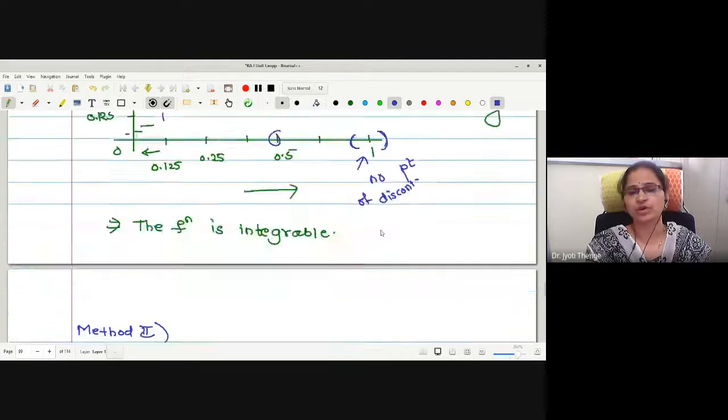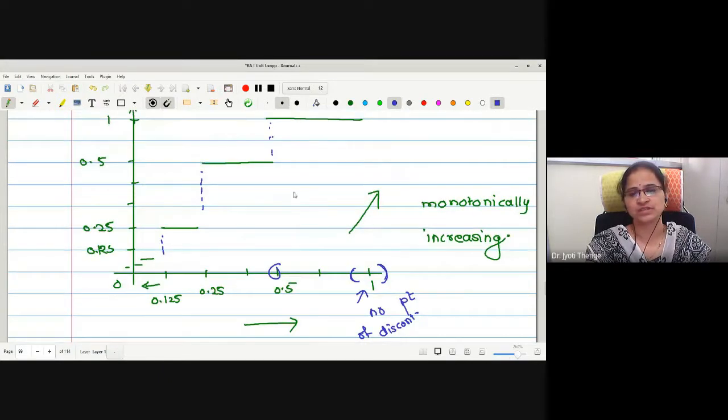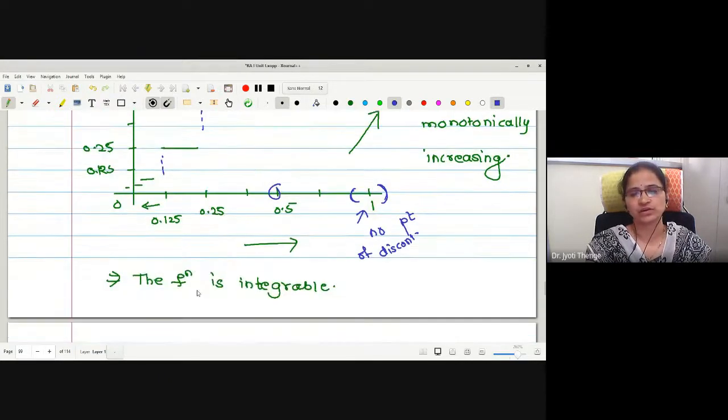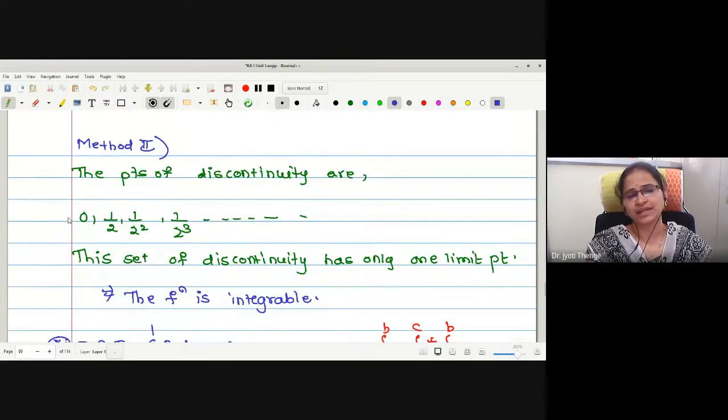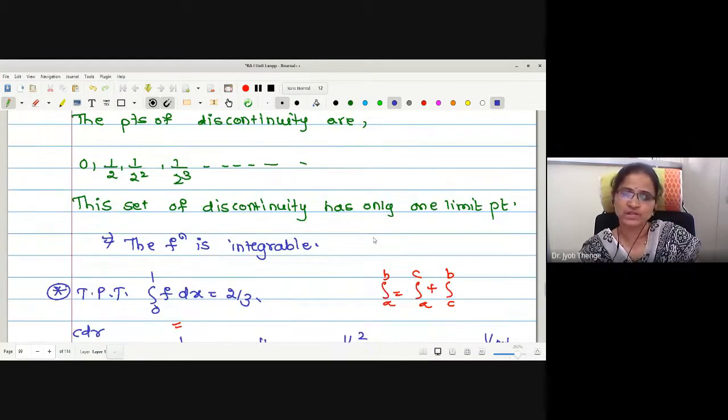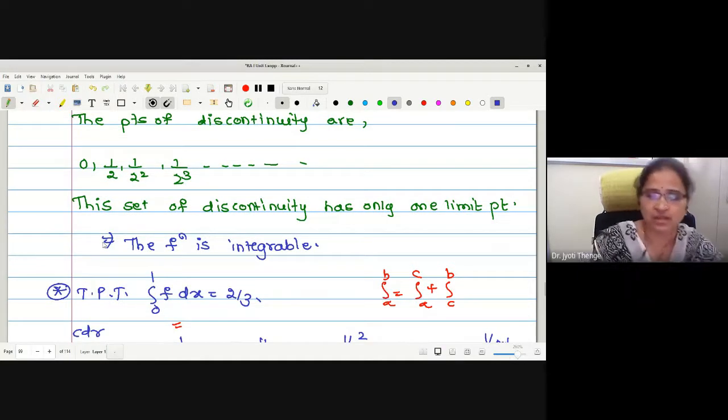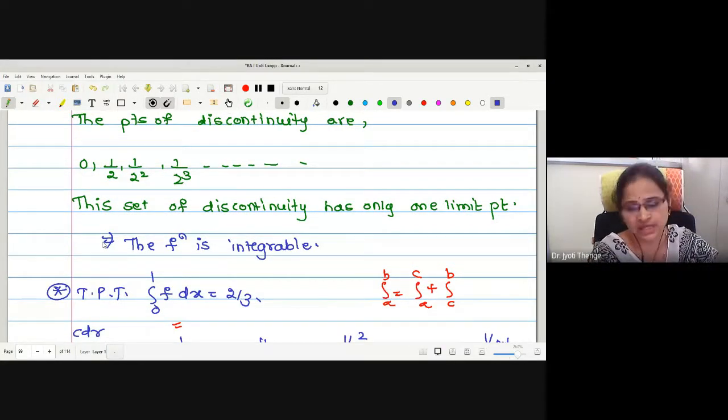Similarly, if we observe the points of discontinuity of this given function, the points of discontinuity are 0, 1 by 2, 1 by 2 square and so on. Therefore, if I take these points in a set, this set of discontinuity has only one limit point, and that's why the limit points are finite. Therefore, according to our second theorem, the function is integrable.